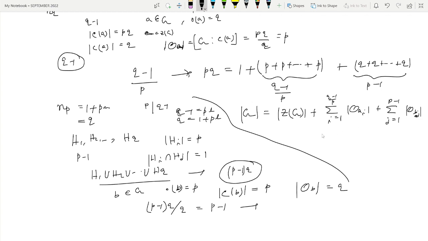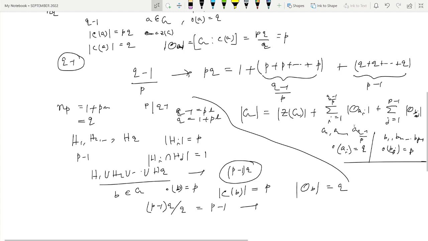Here A1, A2, up to A(Q minus 1)/P are the distinct class representatives, such that each Ai is of order Q, and also here B1, B2, up to B(P minus 1) are the distinct class representatives for the elements of order P. So each element Bj is of order P. So this is the class equation for a group of order PQ where P divides Q minus 1.